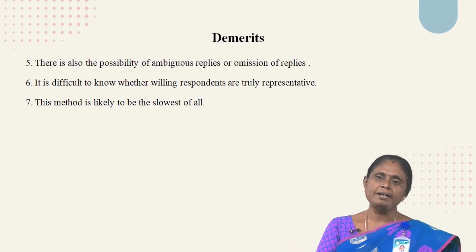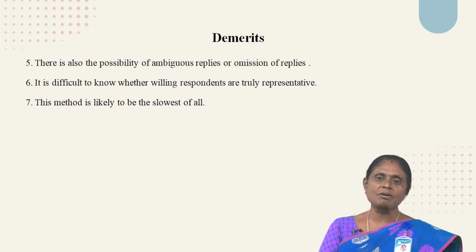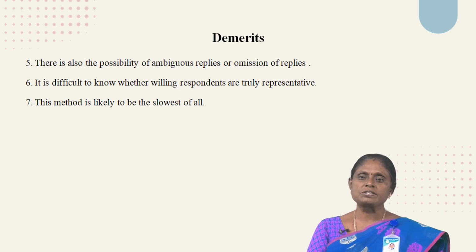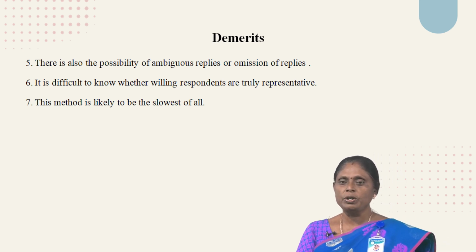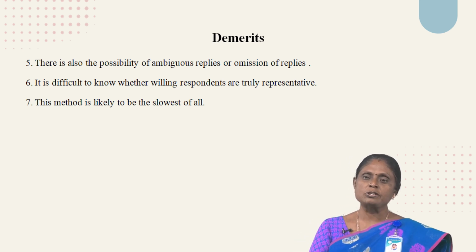Another demerit is the possibility of ambiguous replies or omissions of replies. And it is very difficult to know whether willing respondents are truly representative or not. This method is also likely to be the slowest of all.